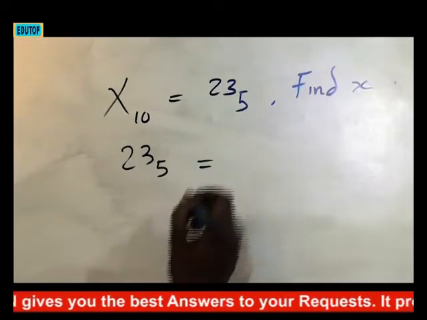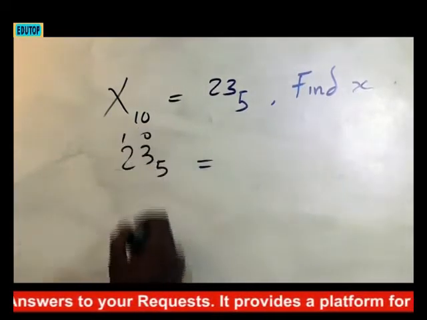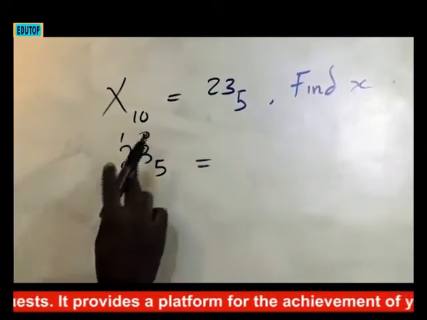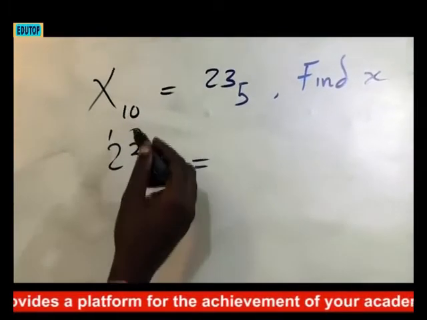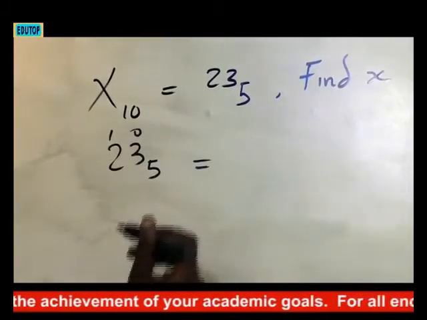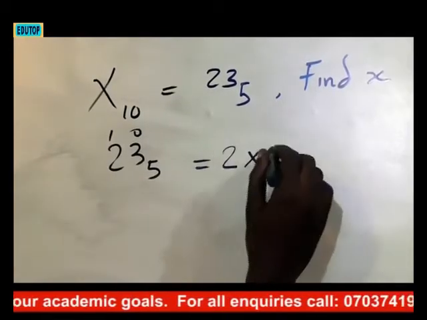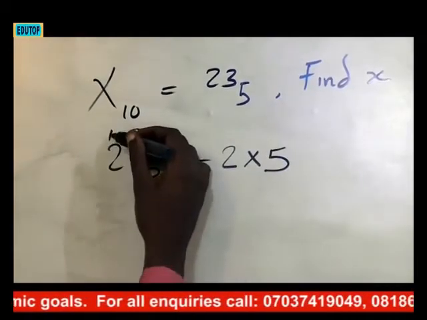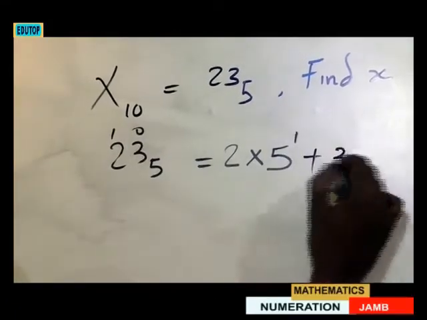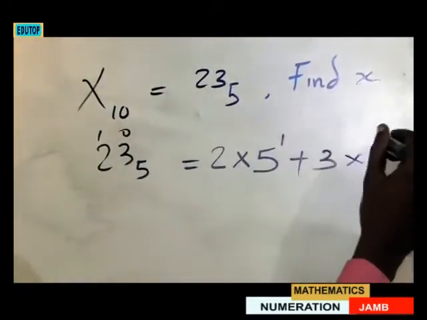To convert to base 10, we assume that this 3 has a 0 on it, then the next one, 1. So that is the trend, 0, 1, 2, if you have more than 2-digit numbers. In this situation, we are having a 2-digit number. We have 0 and 1. So to convert this to base 10, all I need to do is pick this 2, multiply by the base, then raise to the power the number on it, 1, plus pick this 3, multiply by the base, then raise to the power the number on it, which is 0.